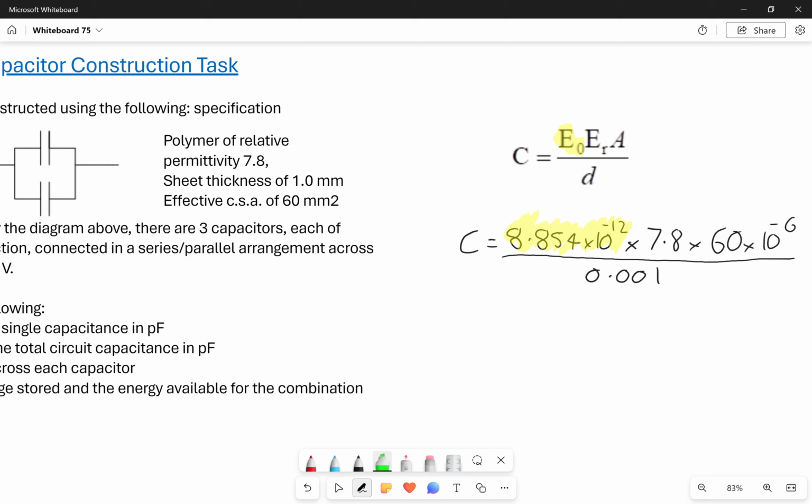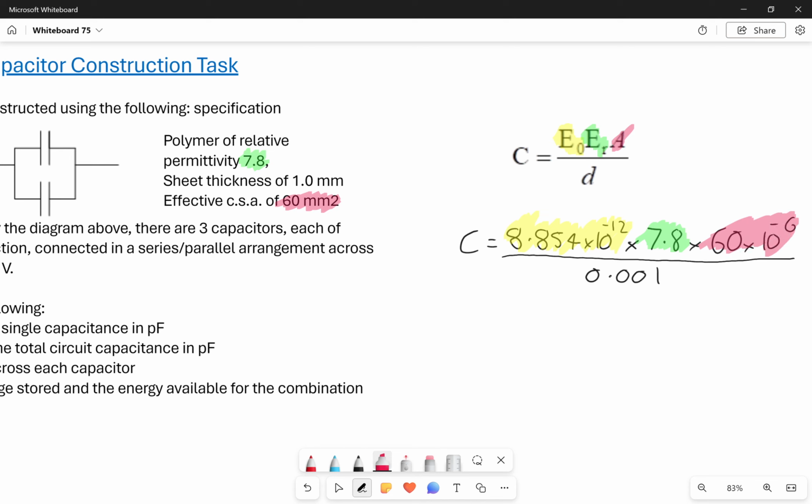Next we need to put in εr. As it's stated, εr is the relative dielectric constant of the material, or the permittivity. As you can see, the permittivity here is 7.8, and this is where our 7.8 value will go. Next in the formula is the area. In the specification it is the plate area, or the cross-sectional area, or effective CSA, and this has been given to us as 60 millimeters squared, and this goes in there.